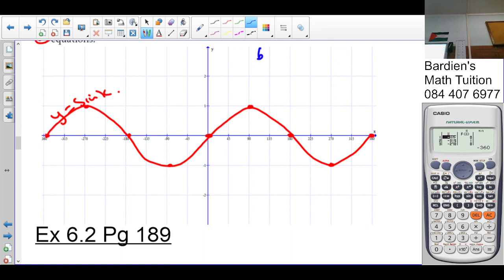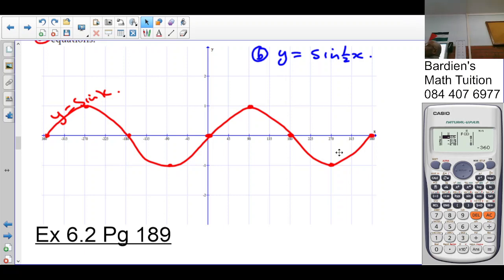B. What's the question B? Y is equal to sine of half x. And I told you the steps here are going to be, instead of 90, 90 divided by half. And what is 90 divided by half? 180. No? What's 90 divided by 2? 45. So how can 90 divided by half also be 45?